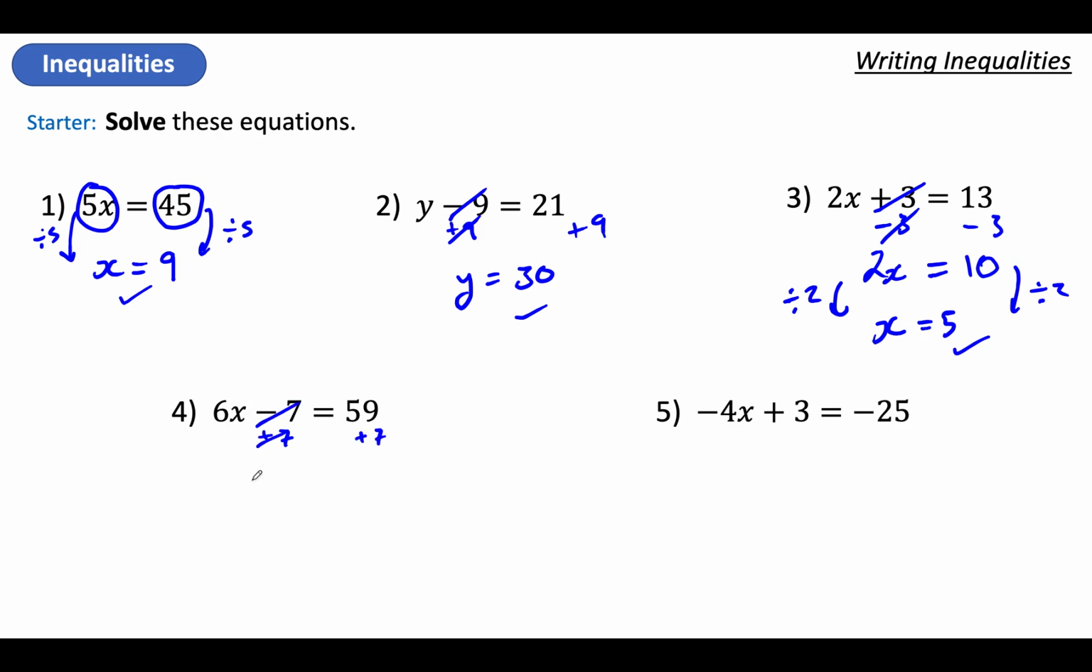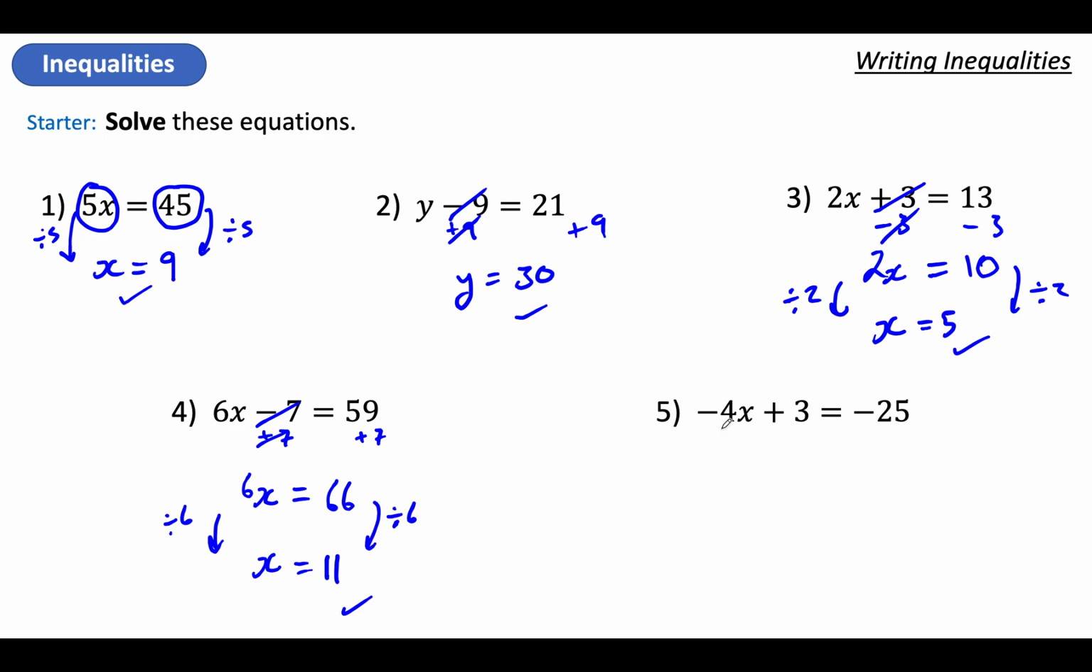7 take away 7 leaves nothing, so 6x is left on its own. 59 plus 7 is 66. Now I don't want 6 x's, I only want to know the value of one of them, so divide by that number touching the letter. Split it into 6 equal pieces, each of which is worth 11, so x must be worth 11.